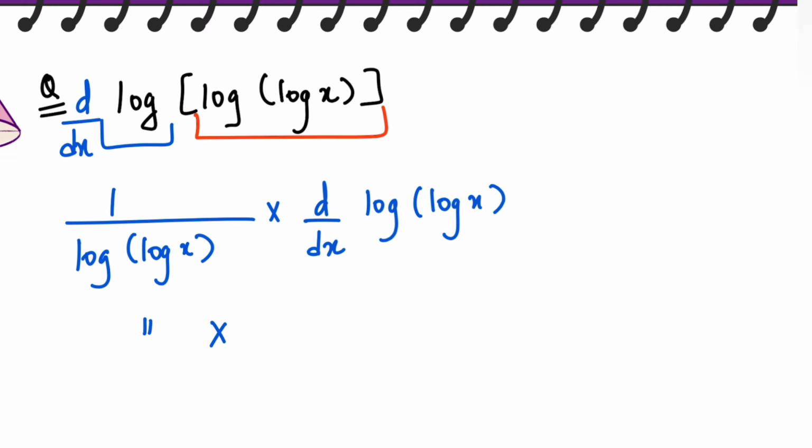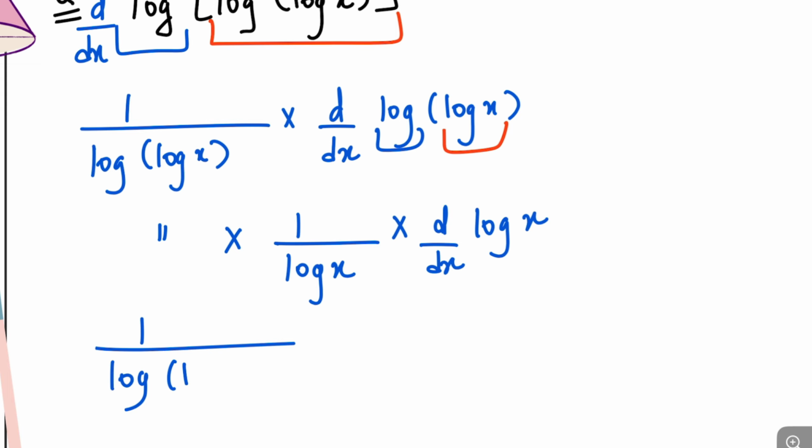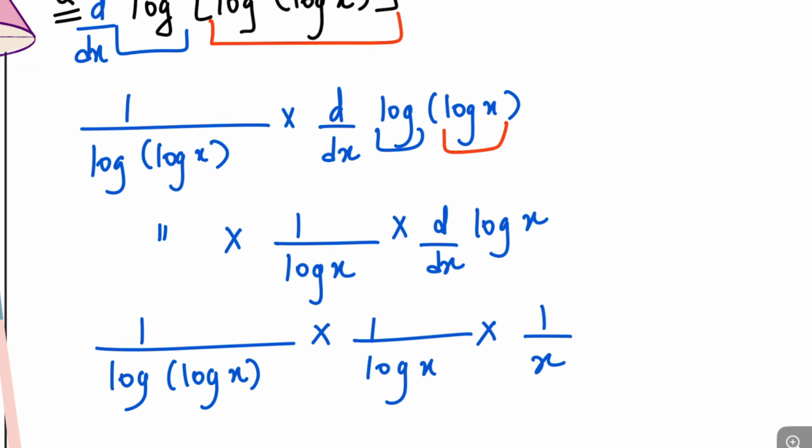Now d by dx of log x. Here it is the outer function and this is the inner function. So this will be 1 upon log x into d by dx of log x, right? So this will be 1 upon log of log x into 1 upon log x into 1 by x. So this is your final answer.